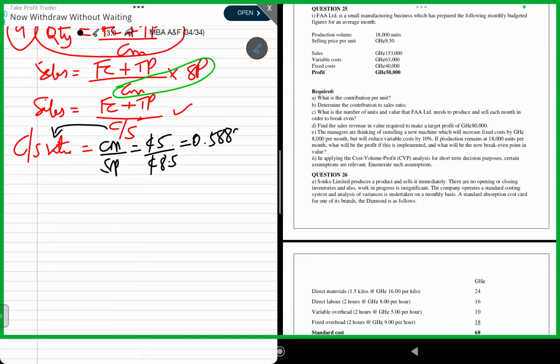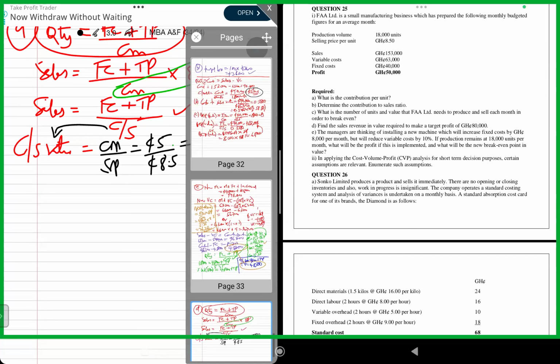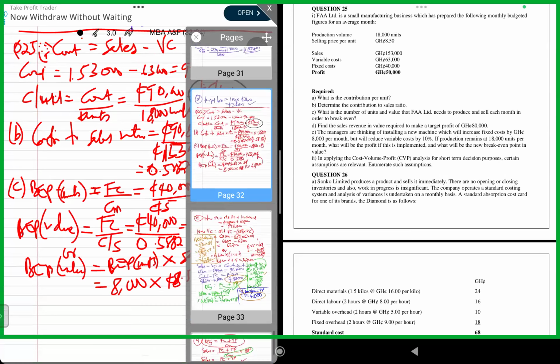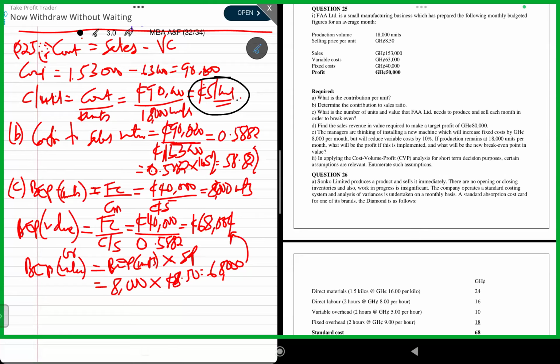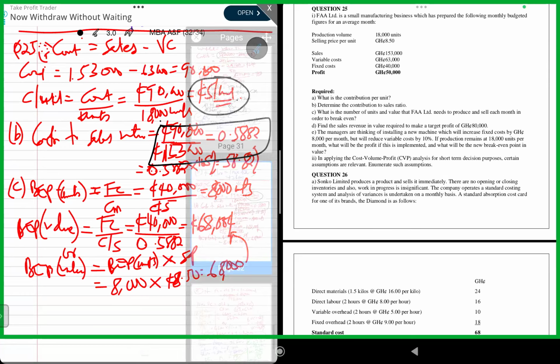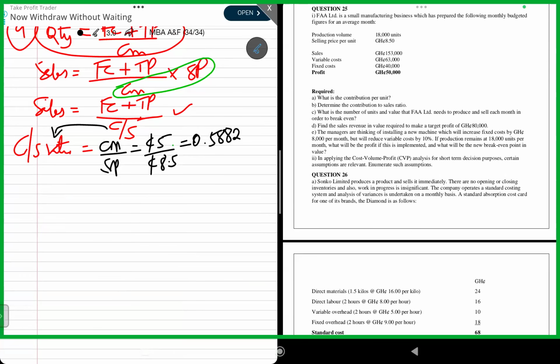Well, I think we solved for it already. Yes, we have. The one that we did, the 90 divided by. It's here. So there's no need for us to resolve it. You see, when we use the per unit, what figure did we get? 0.5882. And when we use the total values here, we got the same thing. So you can use the totals or the per unit. They all give you the same values.